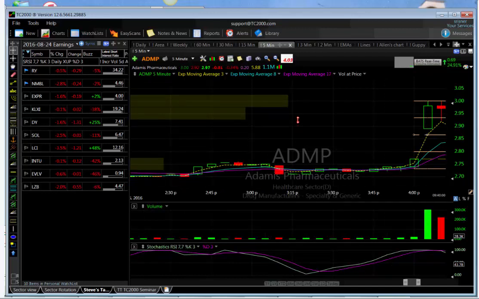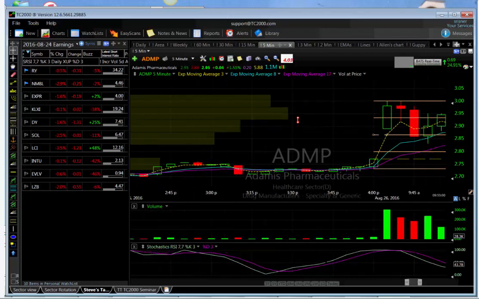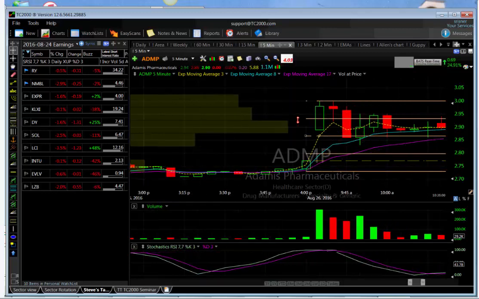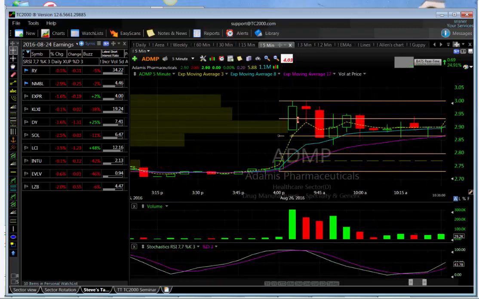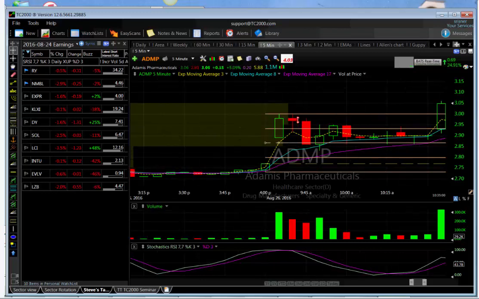And it's retesting the $3. It's a 50% level. Still holding the 50% level. It's trying to consolidate that gap up, and then it moves.